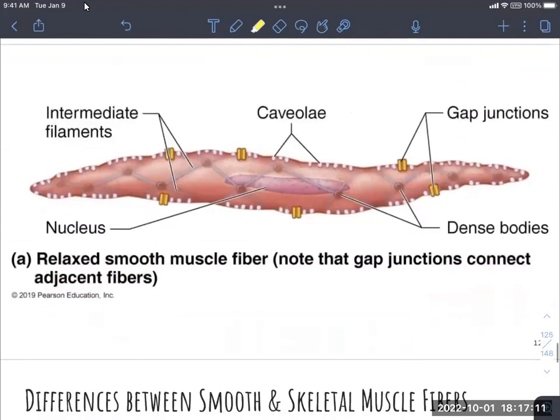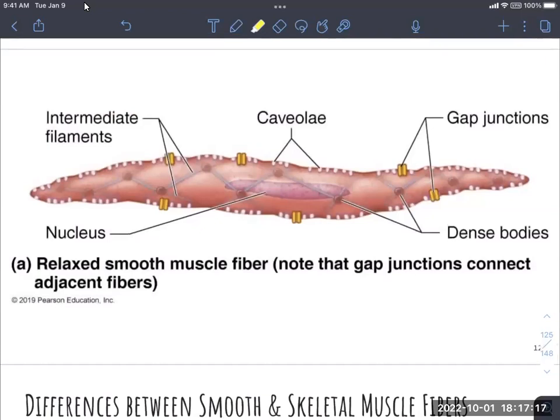So here is a smooth muscle cell. See all these little white things in here that I'm coloring yellow? Those are those caveolae, those little invaginations into the smooth muscle cell. That is where those calcium channels sit. These gap junctions right here are what connect one smooth muscle cell to the next smooth muscle cell. This allows an action potential that was sent to this fiber to spread to the next fiber through that gap junction.